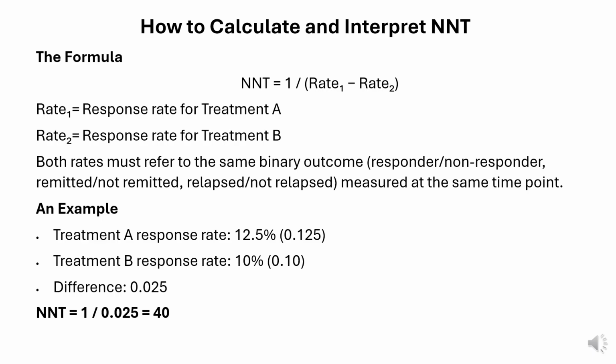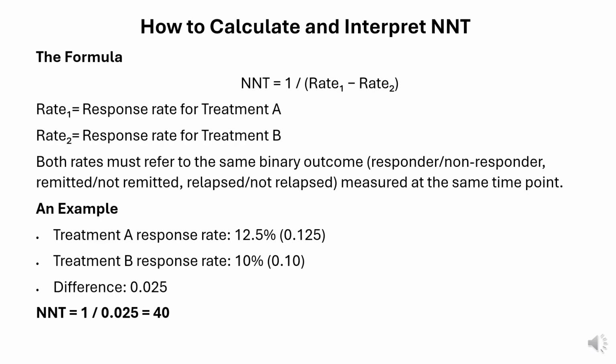How to calculate and interpret NNT. The formula: NNT equals 1 divided by (rate 1 minus rate 2). Rate 1 equals the response rate for treatment A. Rate 2 equals the response rate for treatment B. Both rates must refer to the same binary outcome: responder/non-responder, remitted/not remitted, relapsed/not relapsed, measured at the same time point.